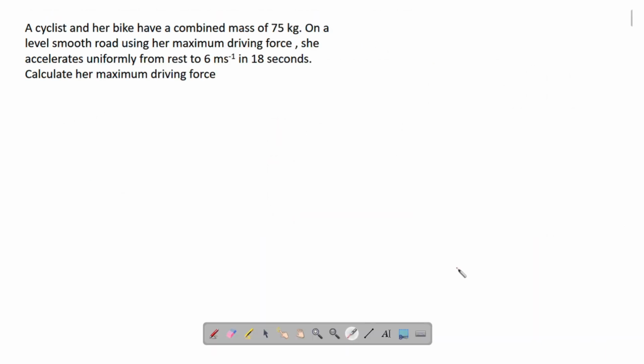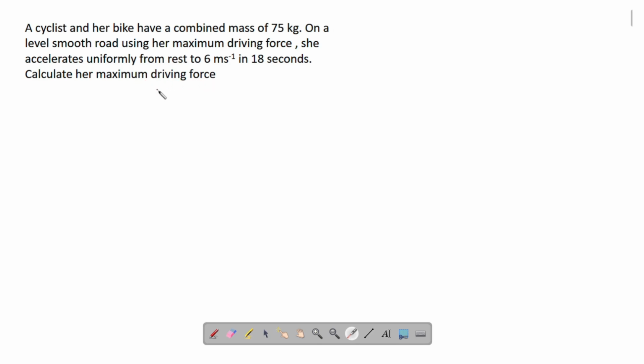A cyclist and her bike have a combined mass of 75 kilograms. On a level smooth road, using her maximum driving force, she accelerates uniformly from rest to 6 meters per second in 18 seconds. Calculate her maximum driving force. So this is the value we want.